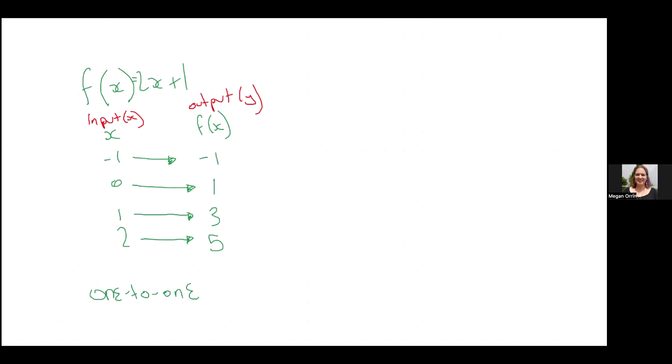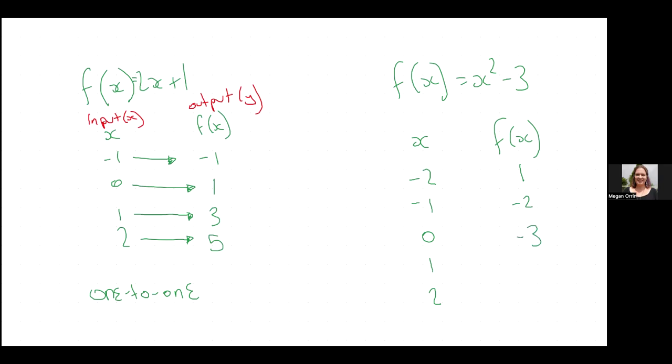Now, give me an example of something that's going to have multiple outputs. Something with x squared. So let's make my function x squared minus 3. My x values are -2, -1, 0, 1, 2. What is my function here? 1, because -2 squared is 4, and 4 minus 3 is 1. What's it here? And here? -2. And here? 1.